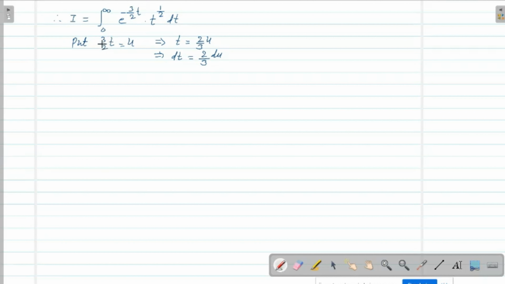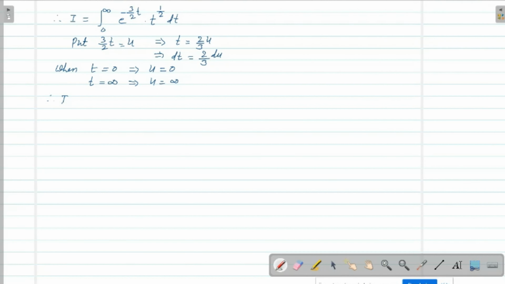Now you have used substitution. Then what do I have to do? We will change the limit, when the entire thing is in terms of t. So when t equal to 0, this gives u is also 0. Okay, when t equal to infinity, then this gives u is also infinity. Okay, so just substitute all this.